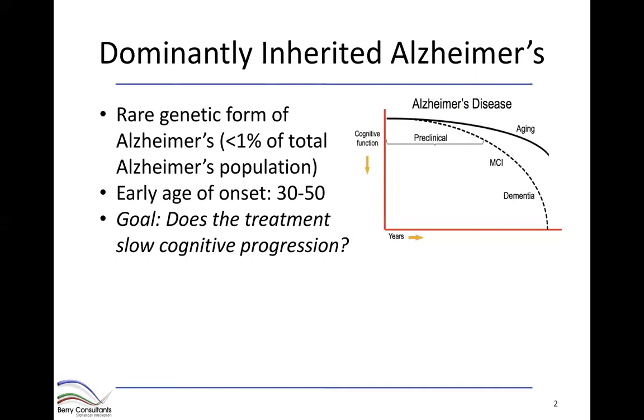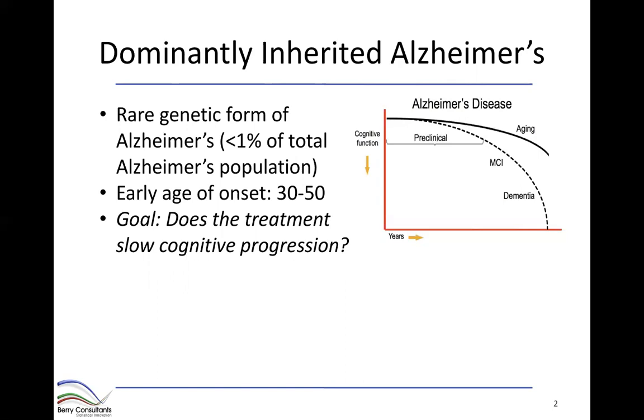So the first is in Alzheimer's. More specifically, a very rare genetic form of Alzheimer's that occurs in less than 1% of the total Alzheimer's population. If you have this genetic mutation, you will absolutely develop Alzheimer's, and likely at a very early age of onset, so between 30 to 50 years old. You'll likely develop it when your parent who had the same mutation developed Alzheimer's.